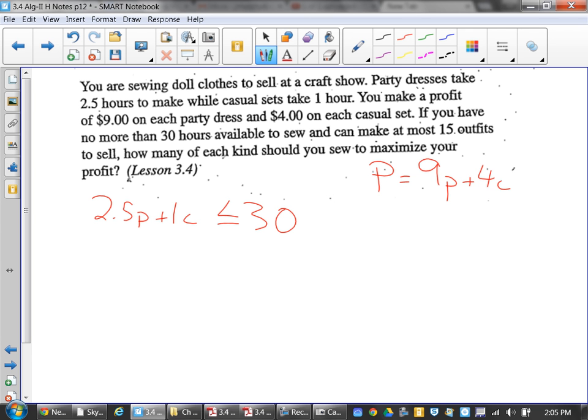And then the last one is you can make at most 15 outfits. So how do you count outfits? Less than or equal to. Is this a first quadrant problem? Can you make negative dresses? No.